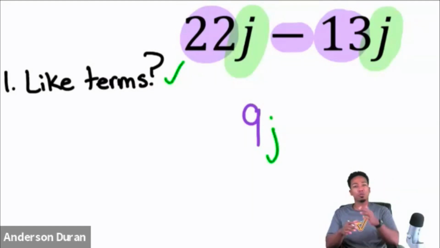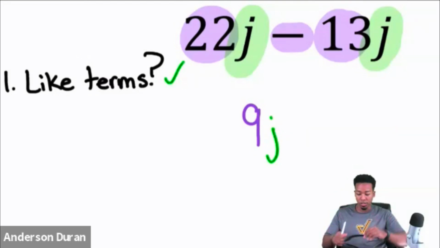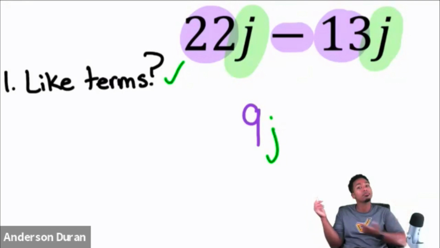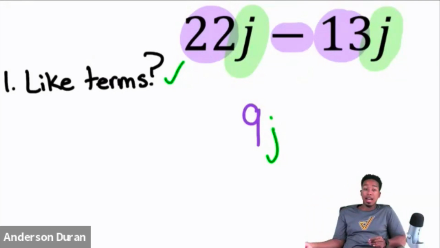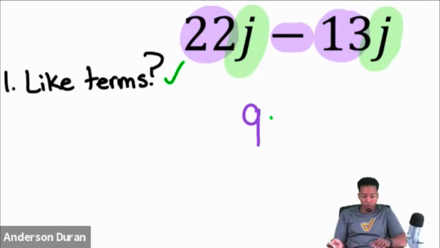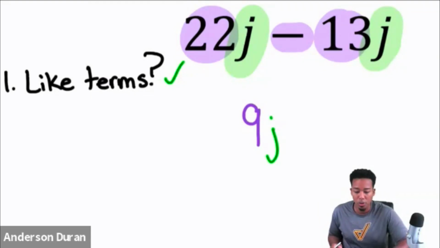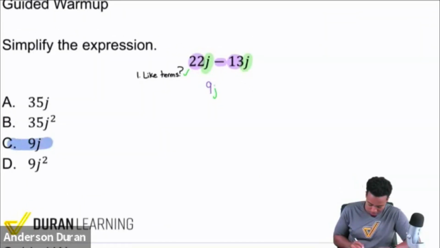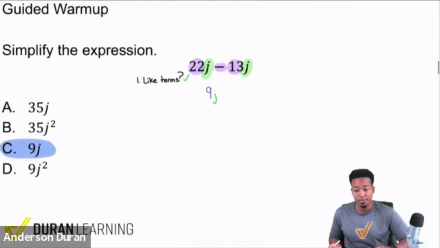So that we can make an intuitive connection here, you're basically saying, I got 22 of these things and I'm taking away 13 of those things. How many do I have left? 9 of them. It's like saying I have 22 phones, I take away 13 phones, and I have 9 phones. That's another way to think about it. So the answer to this question will be C.